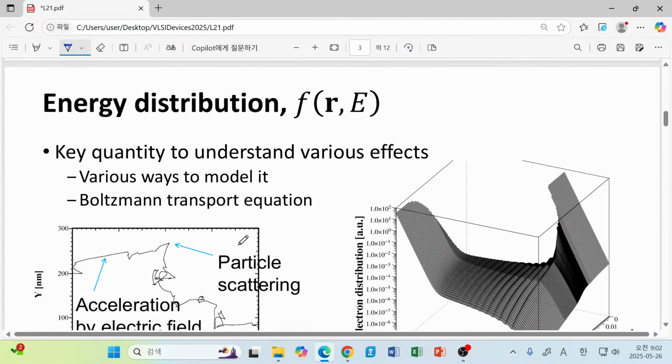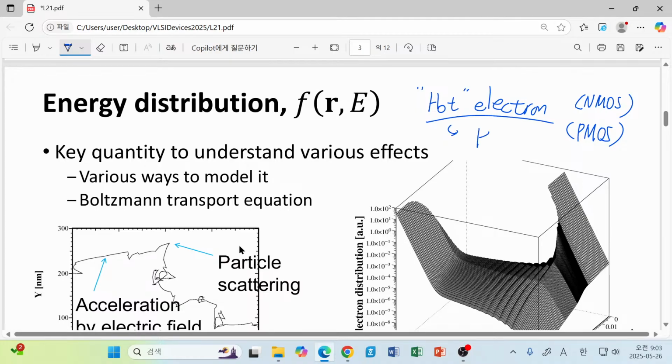So in the previous lecture, we considered the concept of a hot electron. Maybe you remember that condition. Of course, hot electron means we are considering NMOSFET. If we consider PMOSFET, then we must consider hot holes. Here, hot means that they have sufficiently high kinetic energy, so they are far from their minimum energy values.